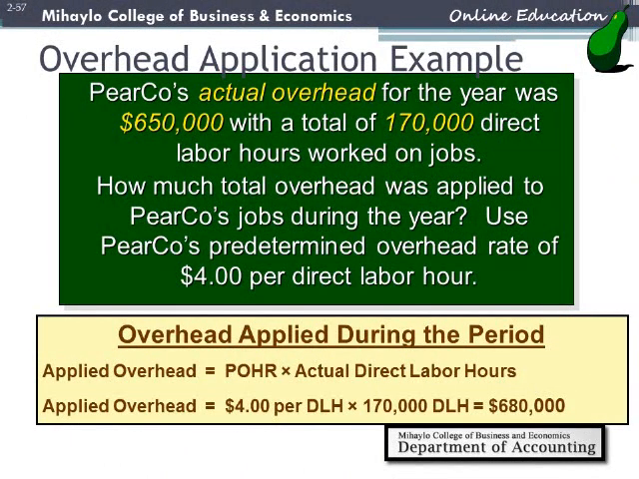Part 1. Let's assume that Perco incurred actual overhead of $650,000 during the period and worked a total of 170,000 direct labor hours. Recall that Perco applies overhead at the rate of $4 per direct labor hour worked. How much overhead did Perco apply to jobs during the period? Part 2. Perco would have applied $680,000 of overhead during the period. That is $4 per direct labor hour times the 170,000 direct labor hours actually worked. Can you see our problem?